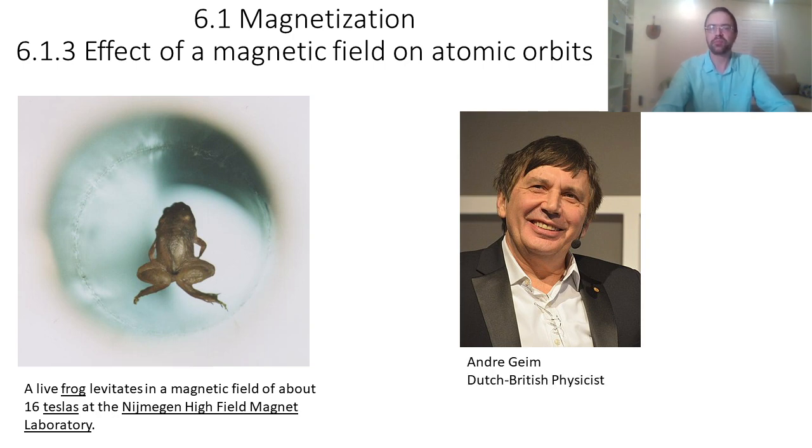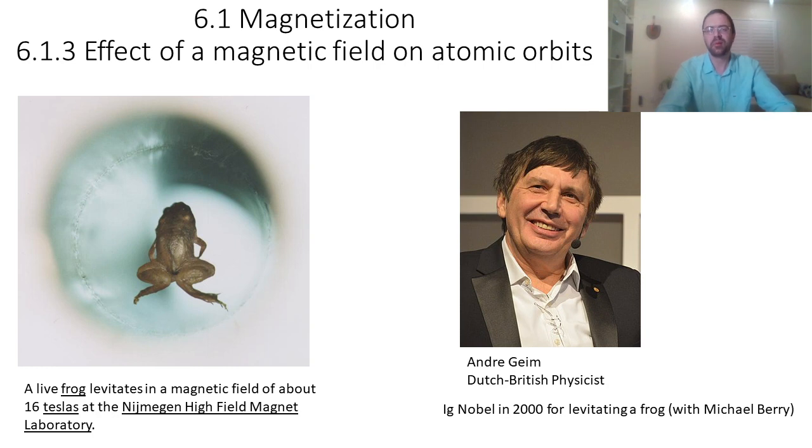Andrew Geim is a Dutch-British physicist. He and Michael Berry got the Ig Nobel in 2000 for this experiment. Now, the Ig Nobel is sometimes considered a joke. So when Andrew Geim was contacted to receive the Ig Nobel, he was not sure he should accept it. So he asked his colleague Michael Berry, who had written the theoretical explanation for the levitation: should I accept this Ig Nobel Prize? And Michael Berry told him, yes, you should accept it.